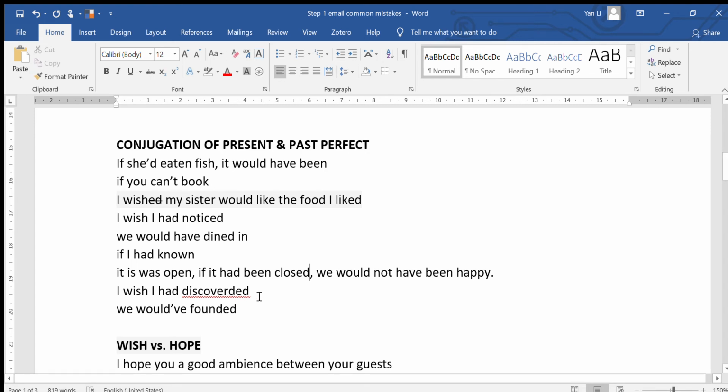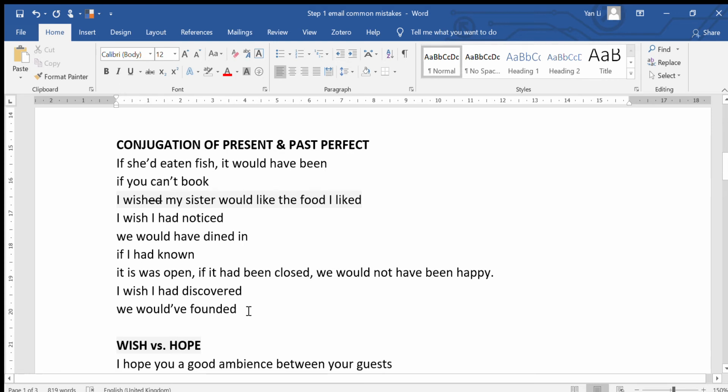Okay, points for adding the ed, but points removed for not noticing that this is not a word in English. Okay, if it's in red, that means it's not a word. The answer is simply discovered. All right, to discover, yeah, past participle, discovered. We would have, a very nice use of a contraction here, I like that.